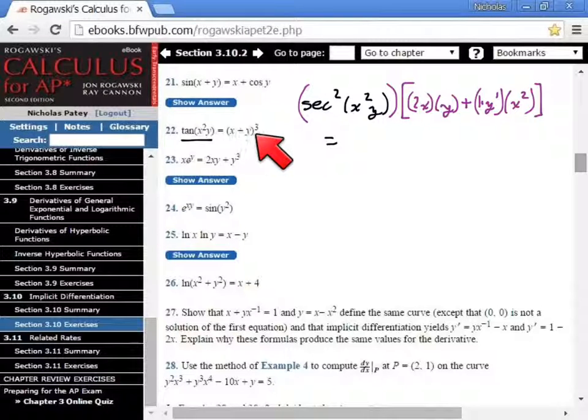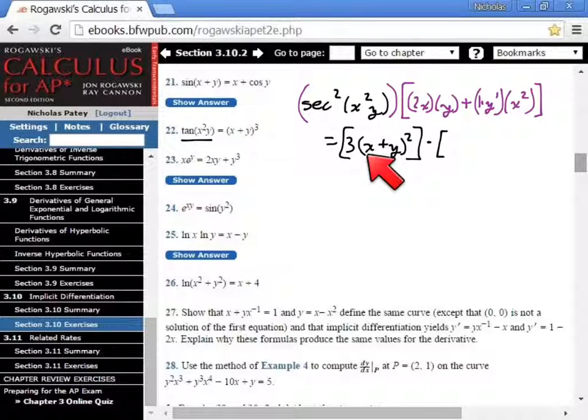This side we have, again, we have to use the product rule, so we have 3. And we drop that, and then we subtract 1 away from 3. Then I have to multiply that times the derivative of the inside. So that's going to be, the derivative of x is just 1, plus, and that's going to be y prime. Okay? Now, to finish this problem, you're going to have to get the y prime alone.